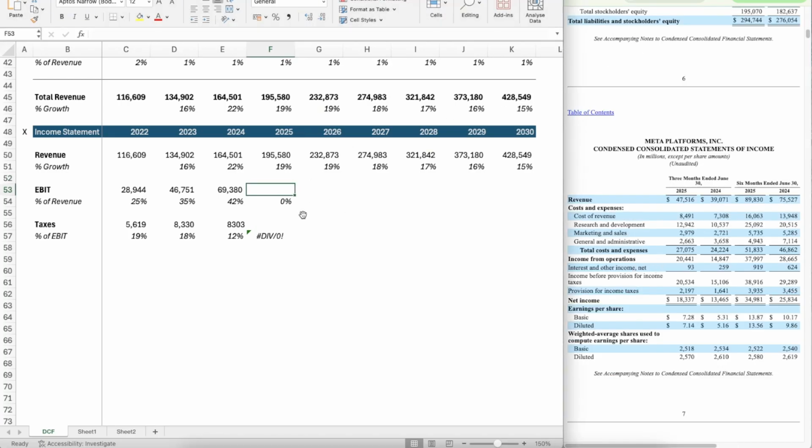The EBIT is, okay, so let's do 69380 divided by 28665, so 2.42 equals 37997 multiplied by 2.42033728. Okay, that's nearly 92 billion in EBIT.